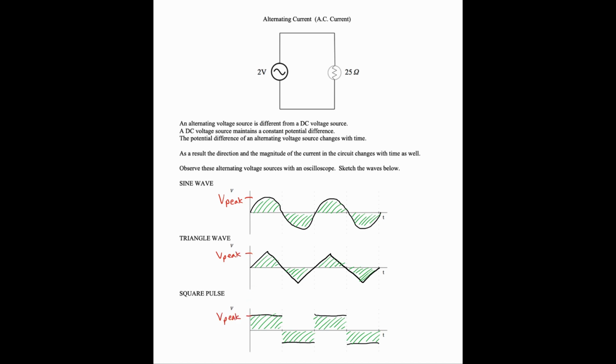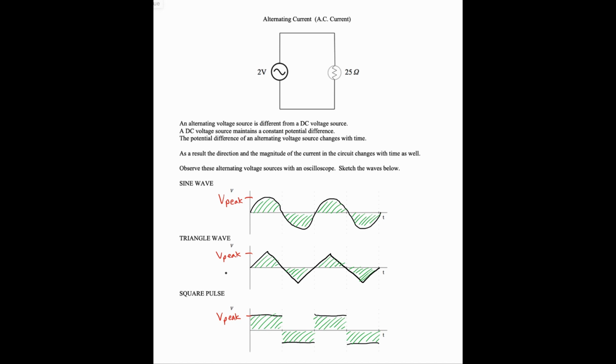What if we were to, one at a time, connect all of these sources to a single 25 ohm bulb? Would we be able to tell the difference between the sources just by looking at the bulb? The answer is we will be able to tell the difference.